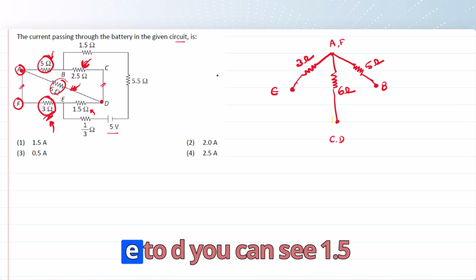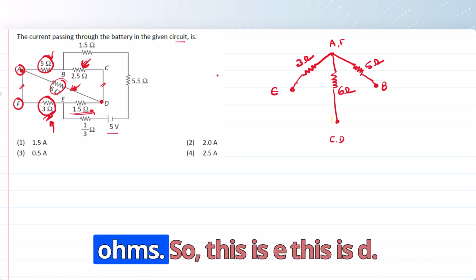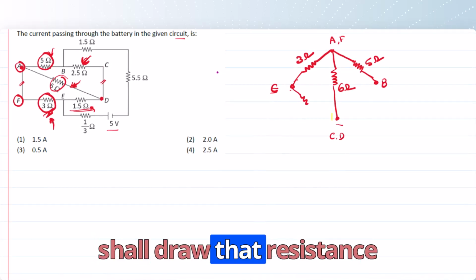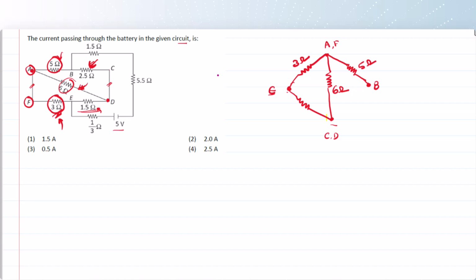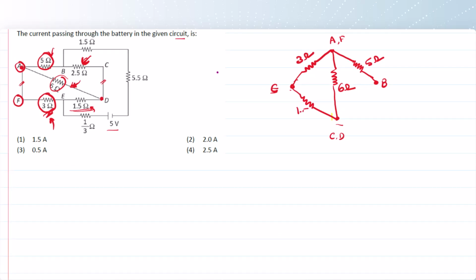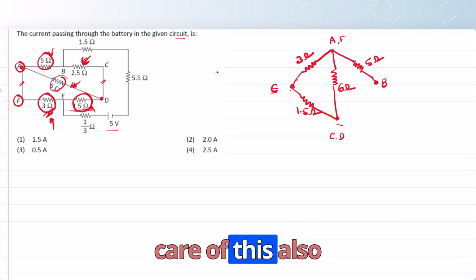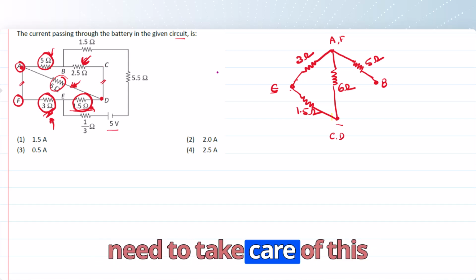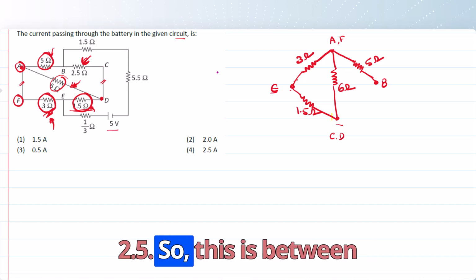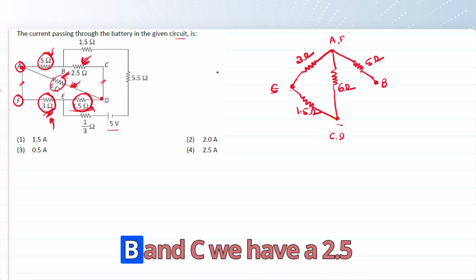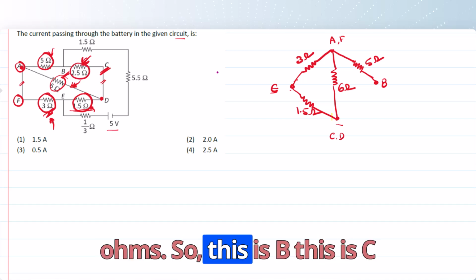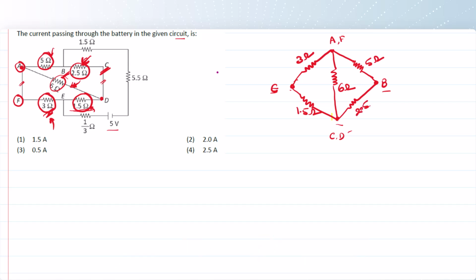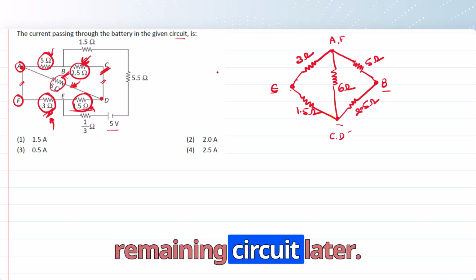Now let us proceed further. From E to D, you can see 1.5 ohms. So this is E, this is D. Between these two, I shall draw that resistance of 1.5 ohms. That means I have taken care of this also. And what else is remaining that I need to take care of? This 2.5. See, this is between B and C. We have 2.5 ohms. So this is B, this is C. So you add your 2.5 ohms. I will draw the remaining circuit later.